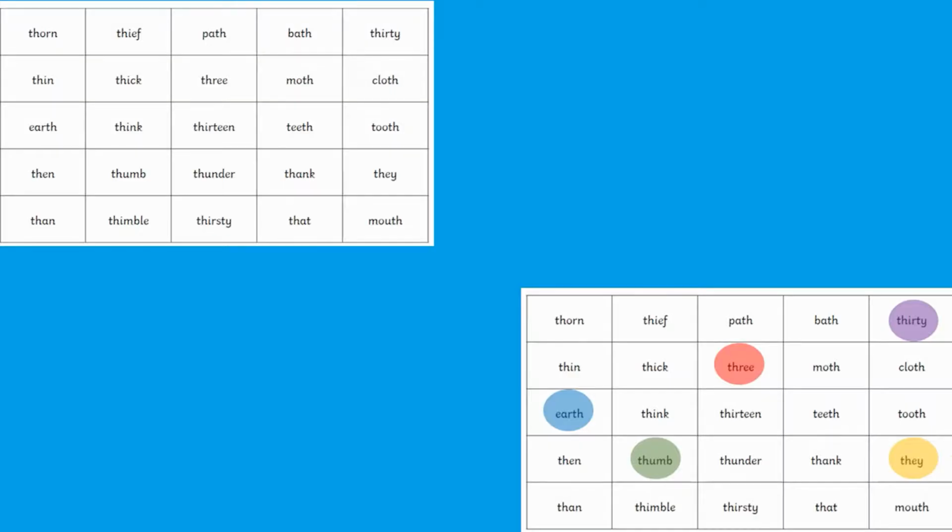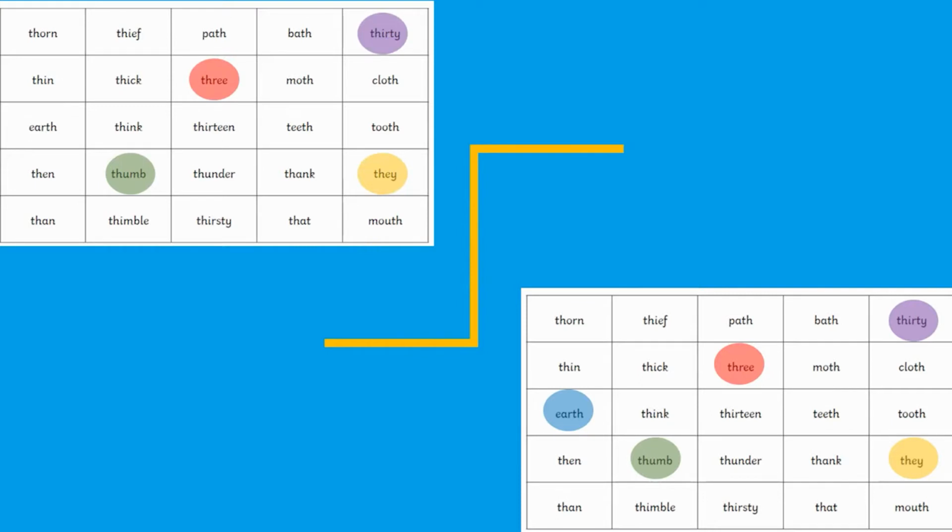Barrier games. For this game, one child colours in a decided number of words in different colours. Keeping it hidden from their partner using a barrier, they then explain their pattern box by box. Colour in the word 3 in red. Colour in the word thumb in green. Colour in the word they in yellow. Colour in the word 30 in purple. Colour in the word earth in blue. The children can then remove the barrier and compare the sheets.